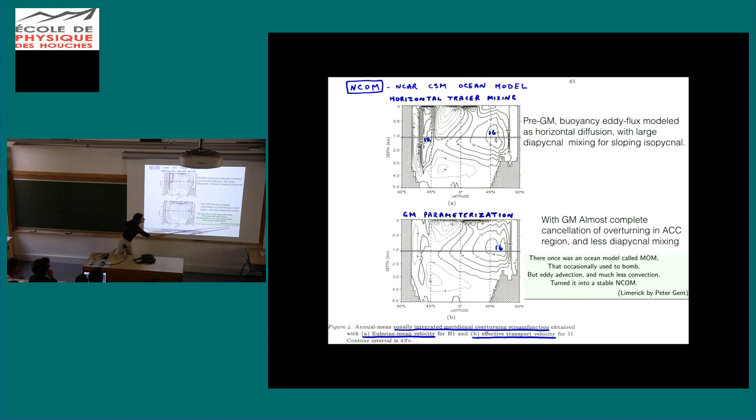And so Peter Gent, who's a British gentleman, invented this, and wrote this limerick. The model they were using had the acronym MOM, and NCOM stood for NCAR CCM ocean model, so it's an acronym of an acronym. And so there it is. There once was an ocean model called MOM that occasionally used to bomb, but eddy advection and much less convection turned it into a stable NCOM. So they were quite happy about this, and this is why that paper is cited so much, because it's very successful.